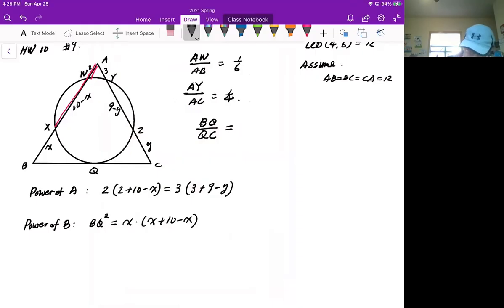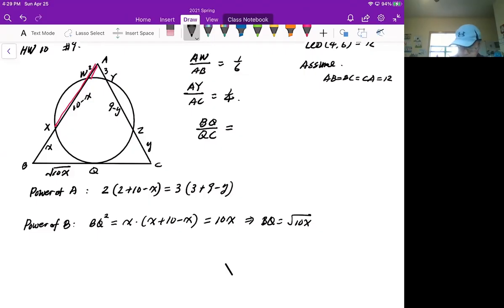So this is the power of b. So it's BQ squared, and then the other one will be this number times the other number here. Does it make sense? Okay, so I'm not going to confuse you. So that is equal to 10 times x. And therefore, this implies that BQ is equal to the square root of 10x. All right, so this part is the square root of 10x.